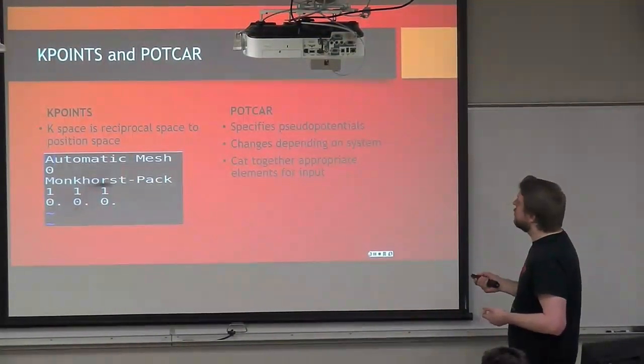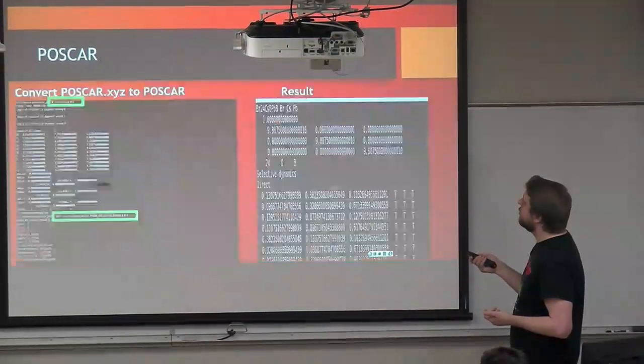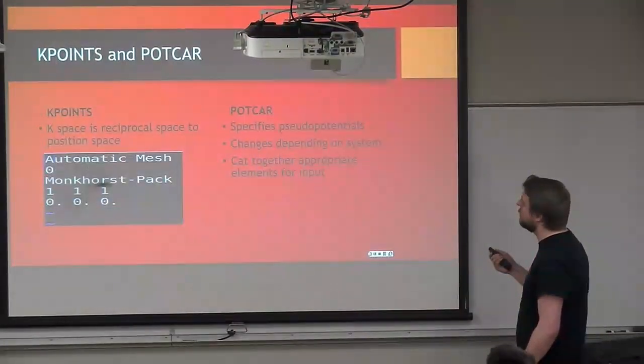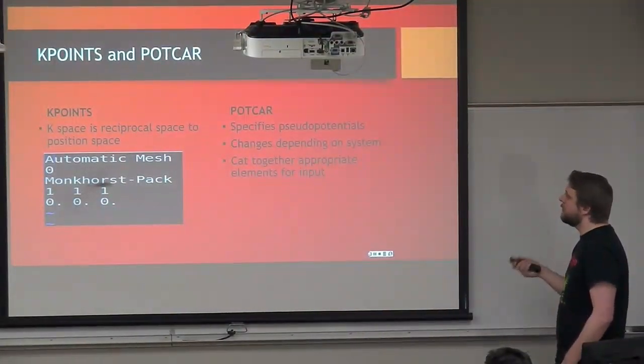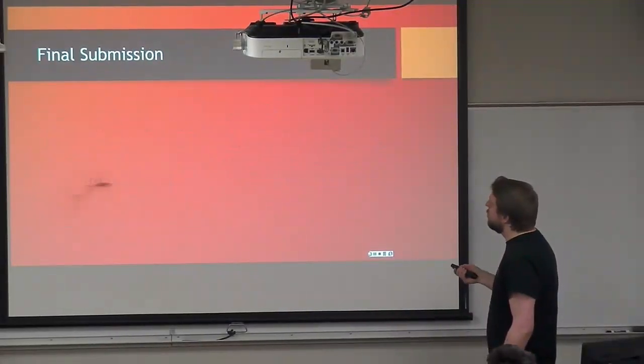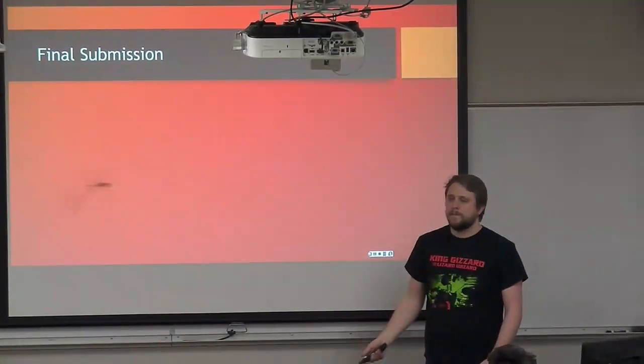So in this case, bromine, cesium, and lead. That means you want your POTCAR to include information for bromine, cesium, and lead. And then once you have all that together, you can submit it.